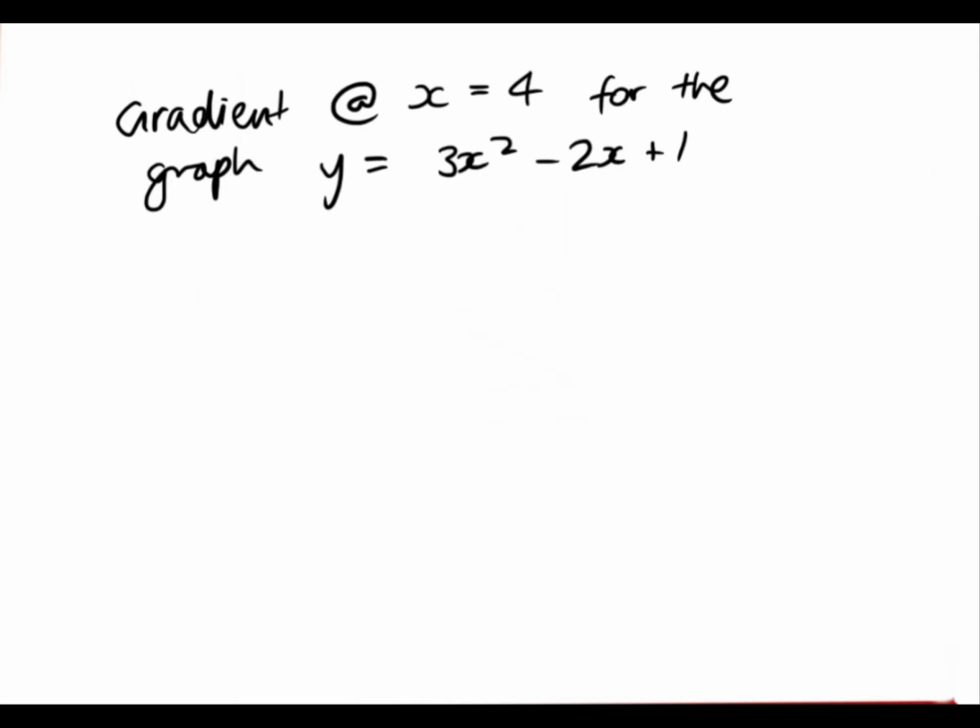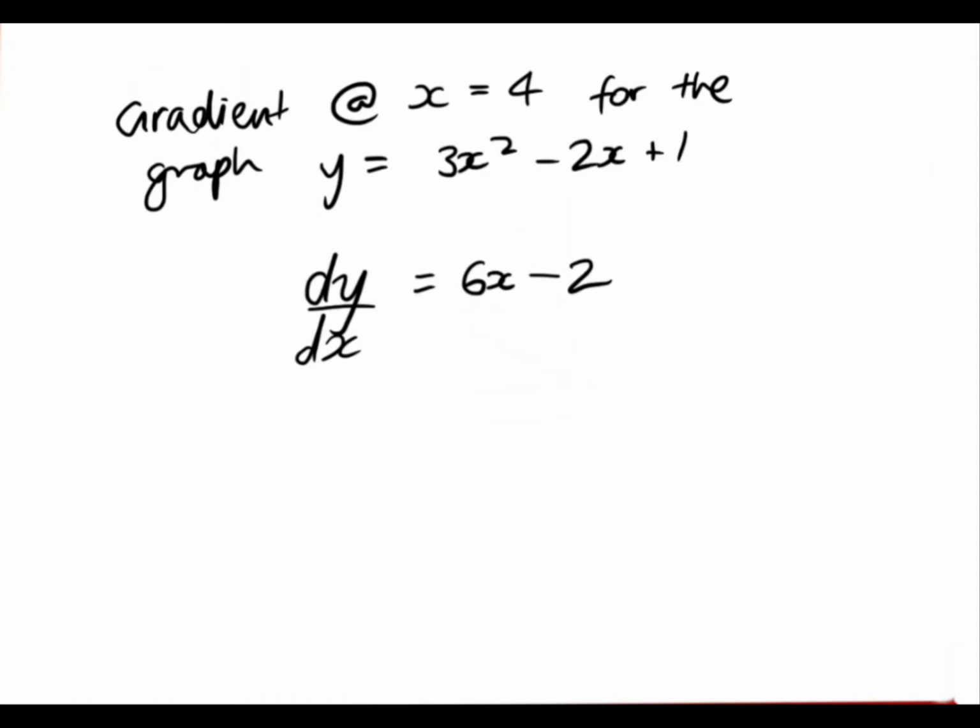And at first you might be like, how on earth do I go about this? But basically what they're asking you to do is first differentiate it. So 3 times 2 is the first step, so 3 times 2 is 6, and then 2 minus 1 is 1, so it becomes 6x. 2x differentiates into 2, and plus 1 doesn't differentiate, so as in it differentiates into 0.